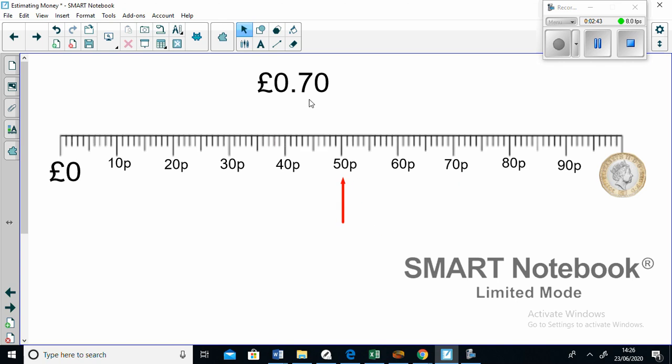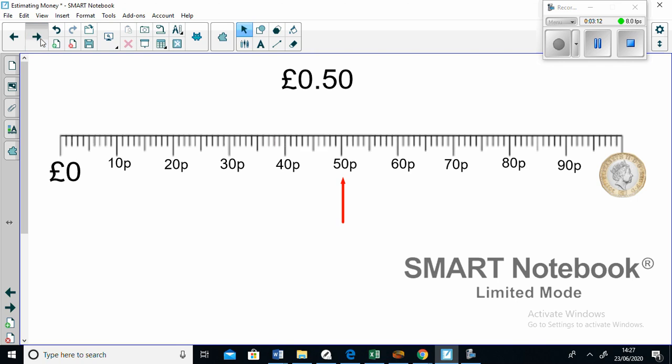So if it's exactly halfway in between the two values, 50 pence or 0.5 pounds, for example, I wonder if you can remember what's the rule that we learnt last week. Last week we learnt the rule that if it's exactly halfway in between the two values that you're rounding to, you always round up. So 50 pence will be rounded up to the nearest pound. So 50 pence will be rounded to £1.